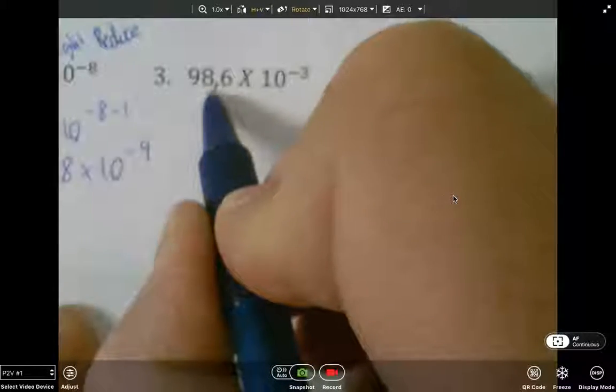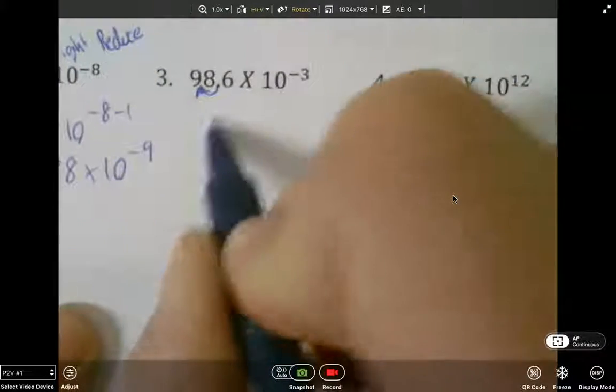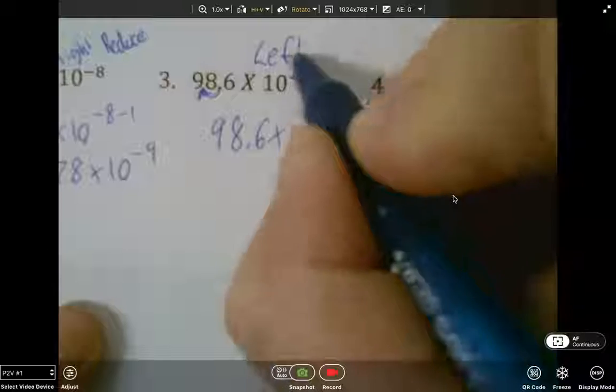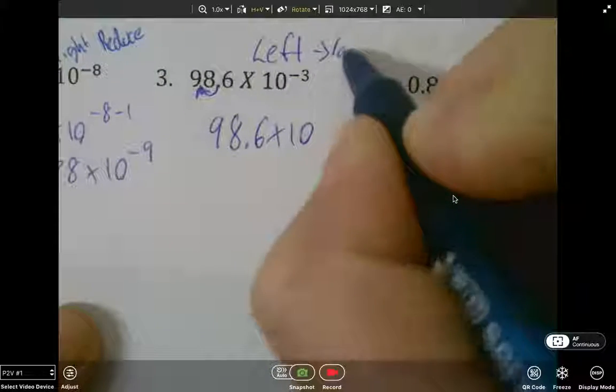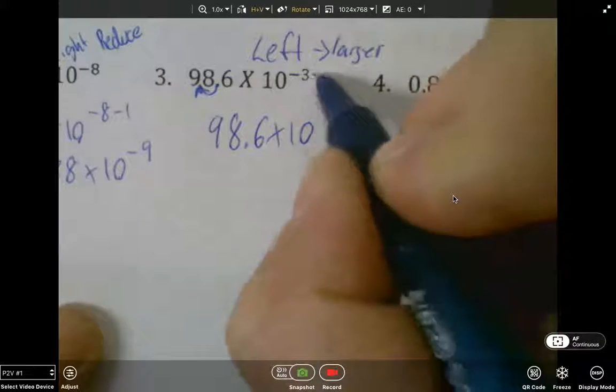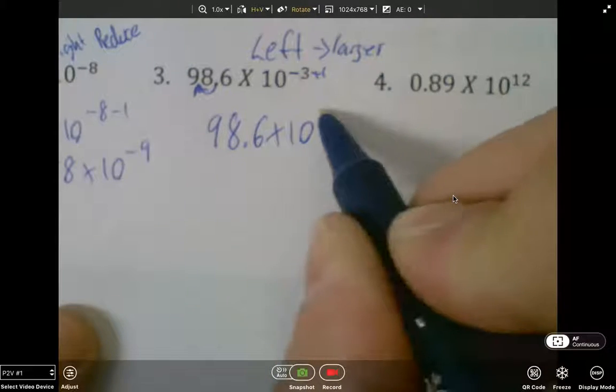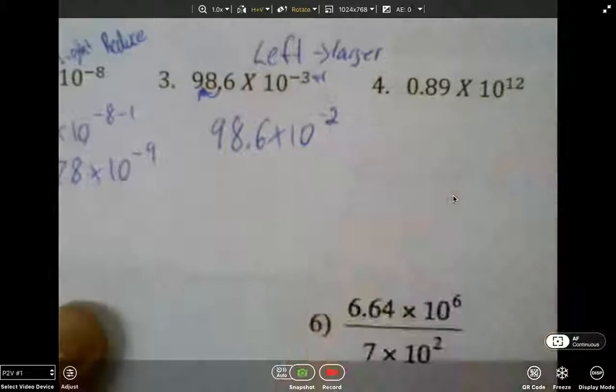All right, so hopefully you did all right. This will go a little quicker now. So you have to go left 1 to make this 98.6 times 10. So if it's left 1, it's larger. So you have to add 1 here. So this becomes negative 3 plus 1, which is negative 2.